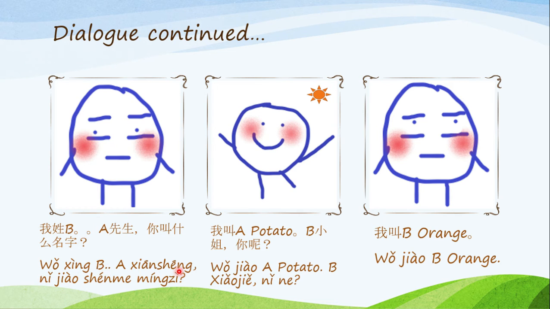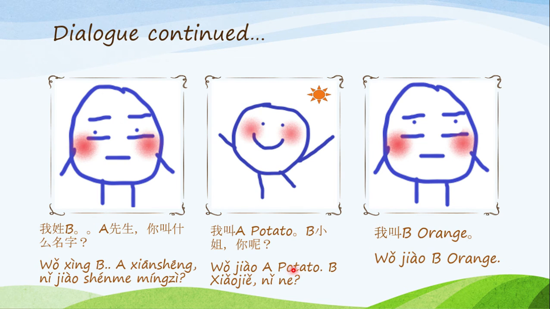So 我姓 B. A 先生，你叫什么名字？我 means I. 姓 is surname, B. So this person's surname is B. My surname is B. A 先生，先生 means Mr. So Mr. A. 你叫什么名字？你 is you. 叫 is called or to be called. 什么 is what. 名字 is name. So what is your name, or what are you called?